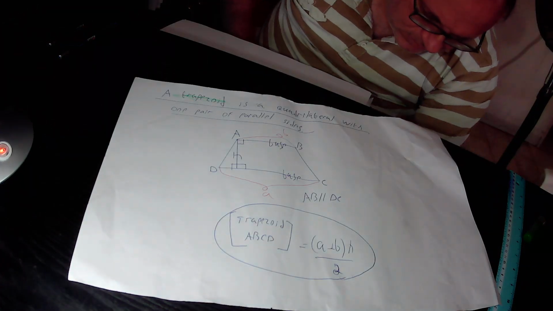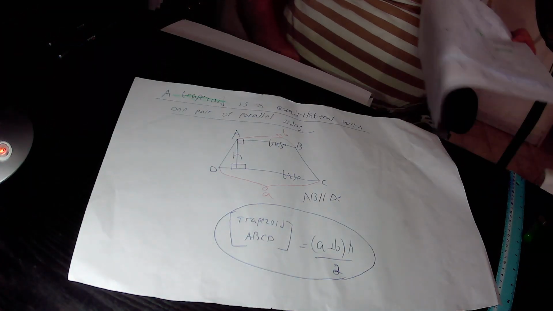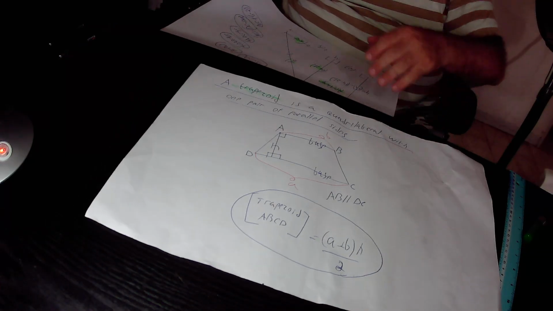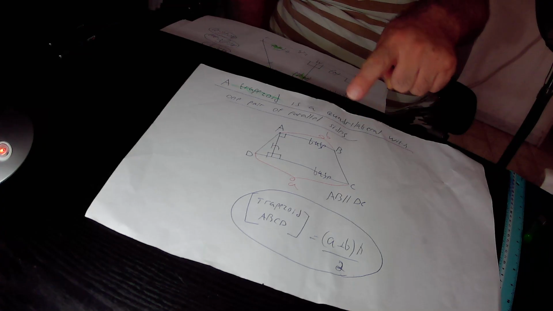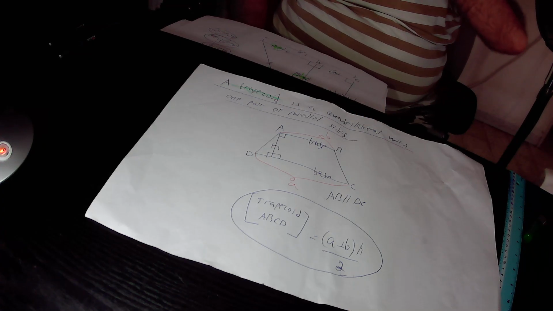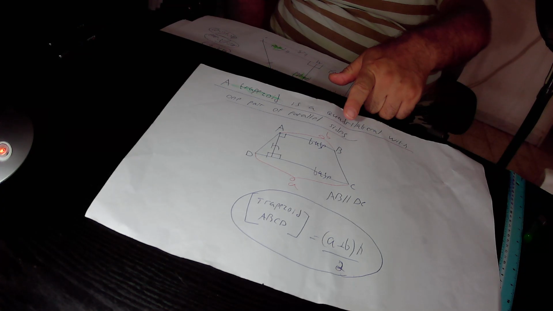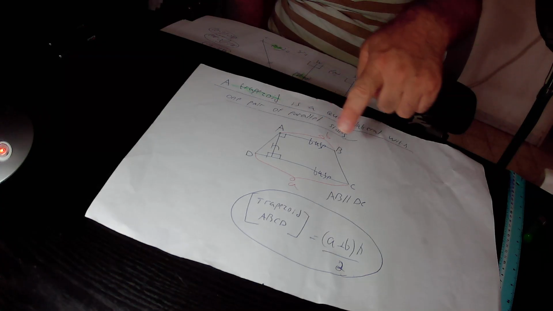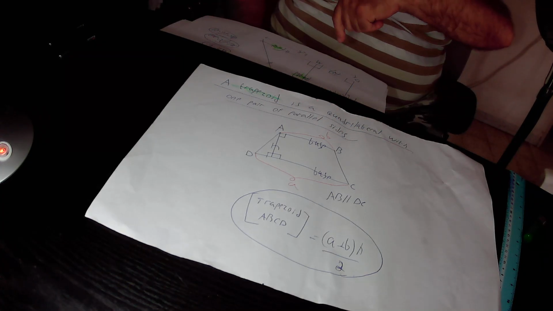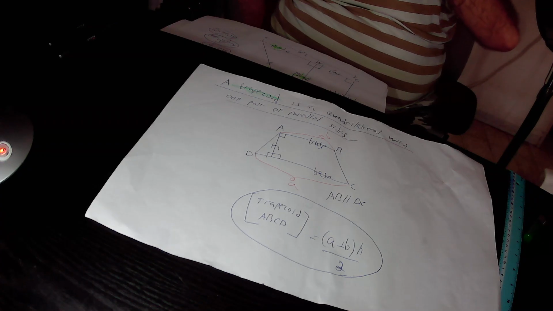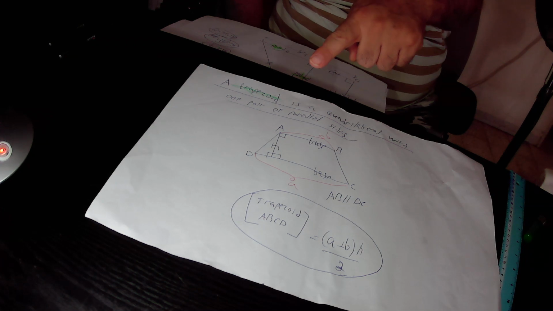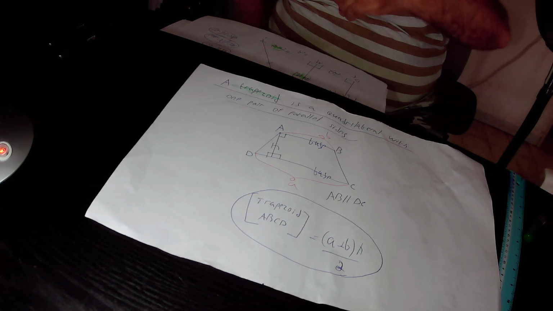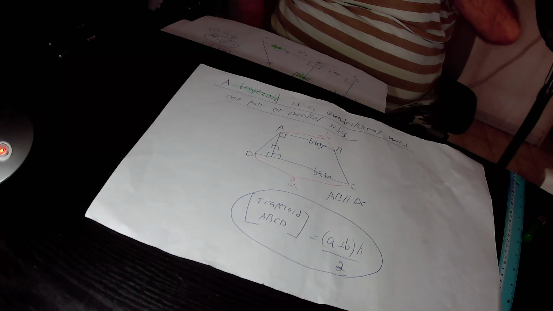First of all, what is a trapezoid? A trapezoid is a quadrilateral with one pair of parallel sides. ABCD is a quadrilateral because it has 4 sides, and because side AB is parallel to the opposite side DC, this quadrilateral is defined as a trapezoid. The two parallel sides, that is to say AB and DC, are defined as the bases of the trapezoid.